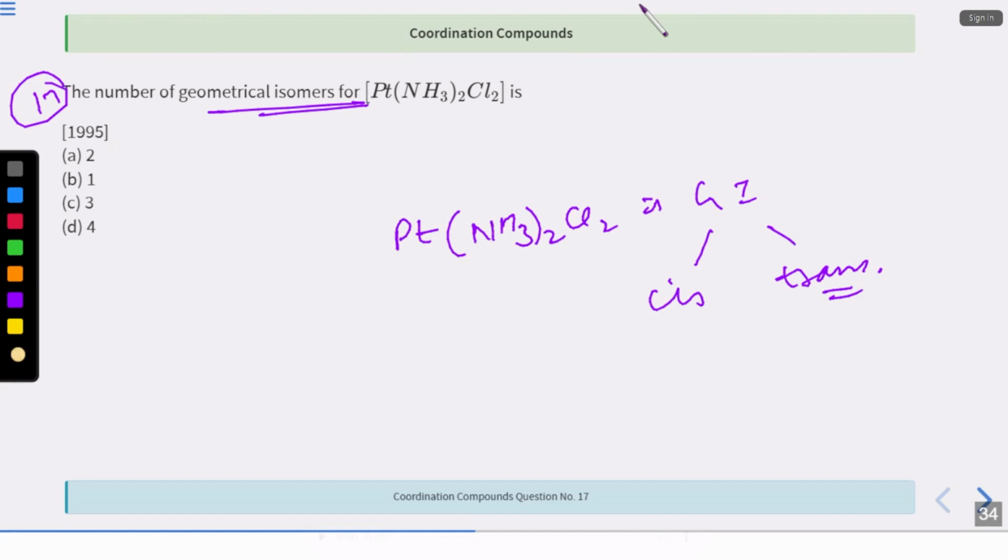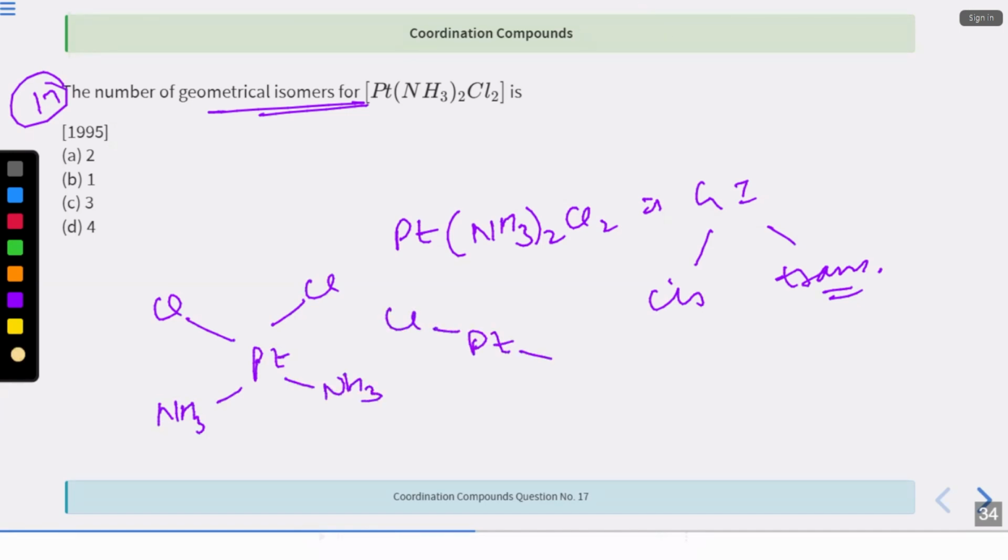So let me draw both the isomers. One is like this, and both are on the same side, and the other is like this, when both are on the opposite side. So this opposite side one is called the trans isomer, and this same side one is called the cis isomer.